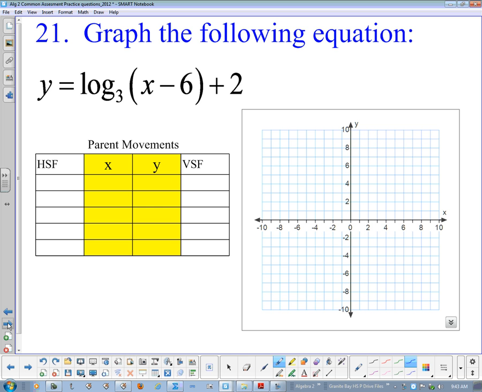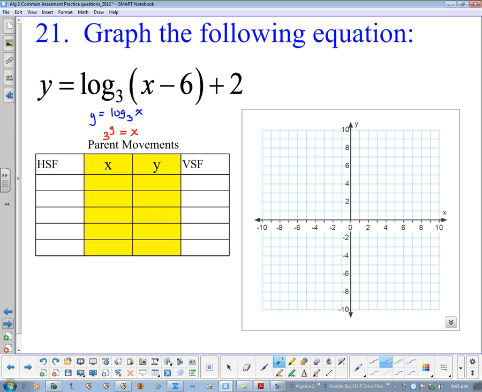All right. Log base 3 of x minus 6, plus 2. Well, what we have to do is find out what the parent is. The parent is just y equals log base 3 of x. Write this in exponential form. Remember, base 3 raised to the y is equal to x.